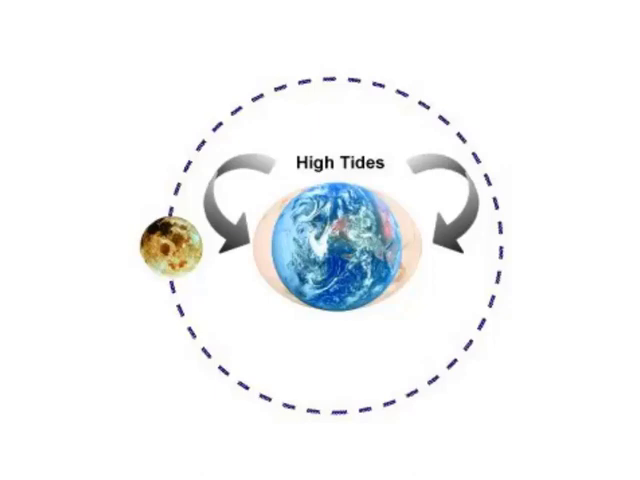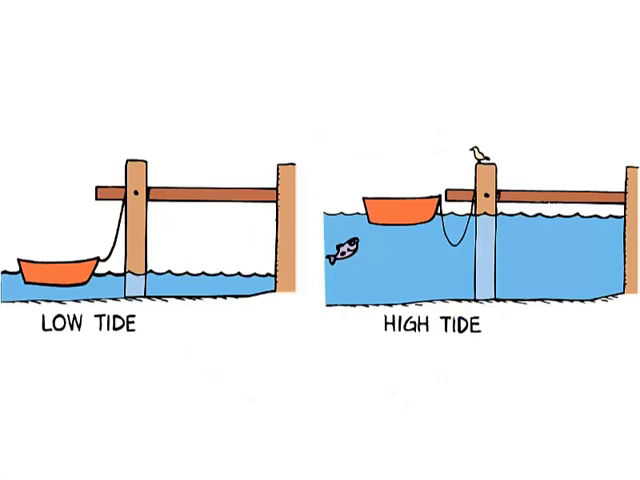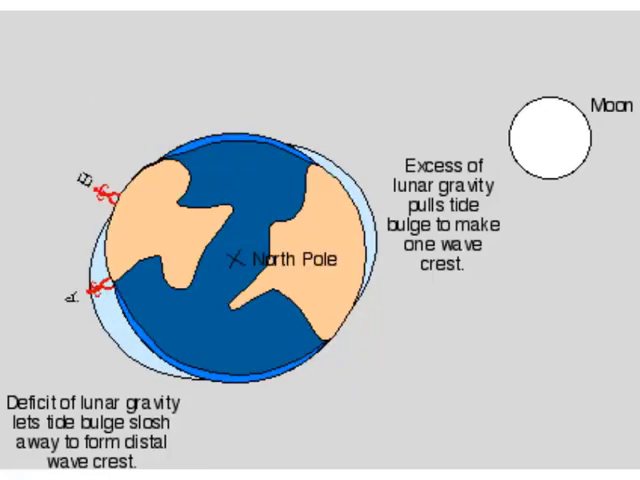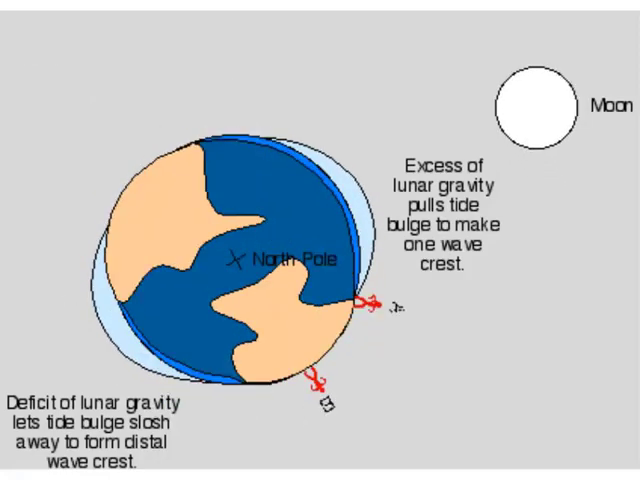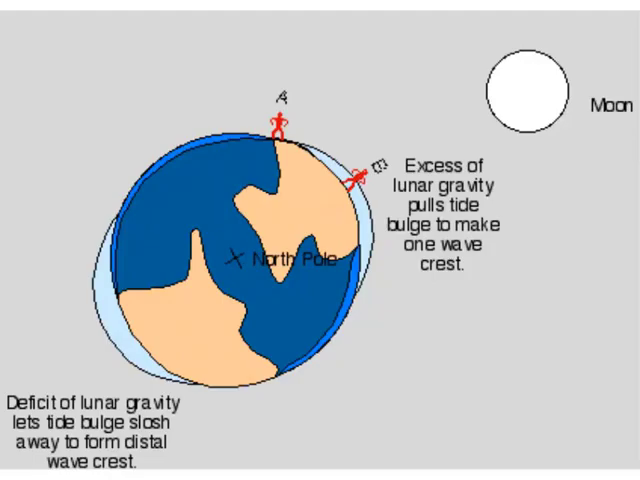Because Earth spins once per day, a fixed point on Earth passes beneath both of these bulges each day, producing 2 sets of ocean tides per day, 2 high tides and 2 low tides. The 2 tidal bulges remain relatively fixed with respect to the moon while Earth spins daily beneath them.